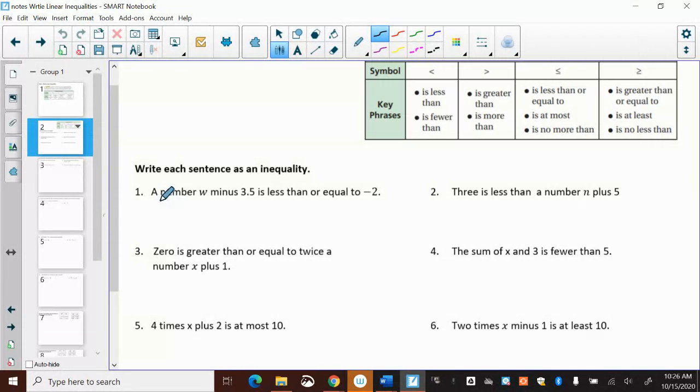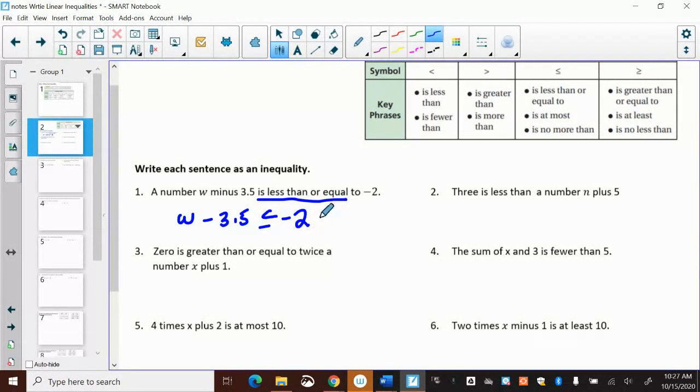So first thing you want to do is just read through and then kind of pull it apart. A number W minus 3.5 is less than or equal to negative 2. The first thing you want to look for is this word is. That's indicating where the inequality should go. So let's translate the words on the right. A number W minus is less than or equal to. So less than or equal to is the symbol over here.